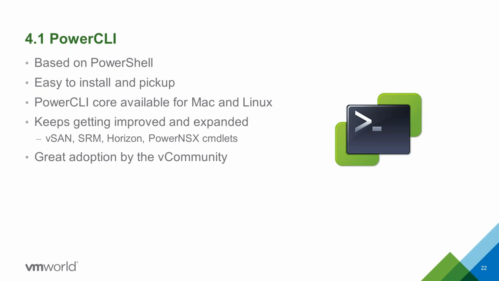Let's talk about PowerCLI. It's based on PowerShell. It's very easy to install and pick up. PowerCLI Core is available for Mac and Linux. It keeps getting improved and expanded. You have vSAN cmdlets, SRM cmdlets, Horizon, PowerNSX. Great adoption by the vCommunity. In my mind, it is still the Cadillac of how to talk to vCenter. If you can't do it with PowerCLI, you might be able to do it with maybe Python and the old API, but most of the time, this is really what everything else is judged against.